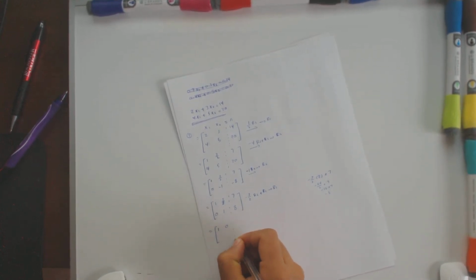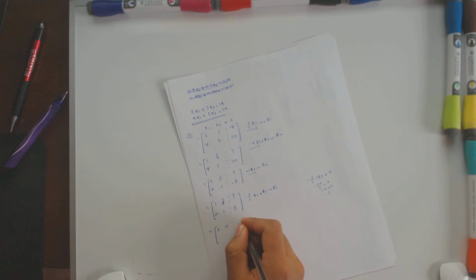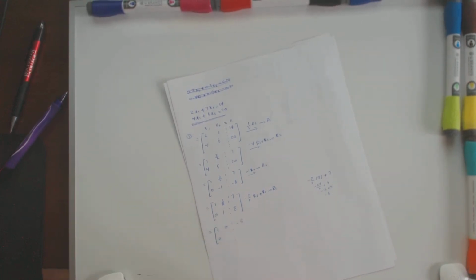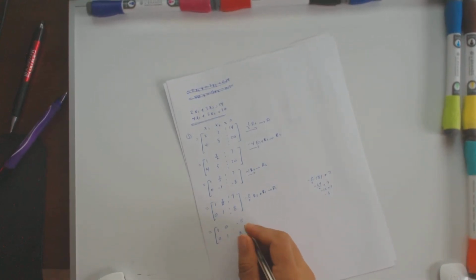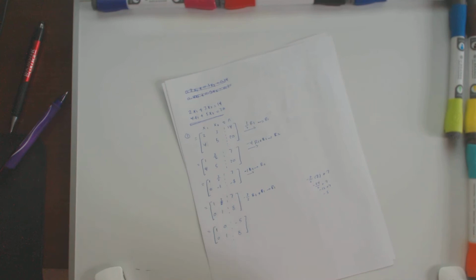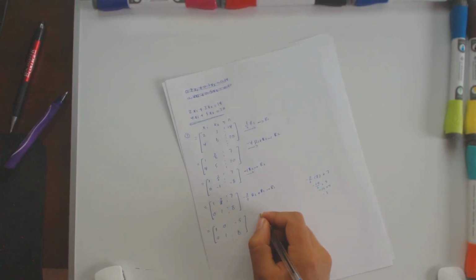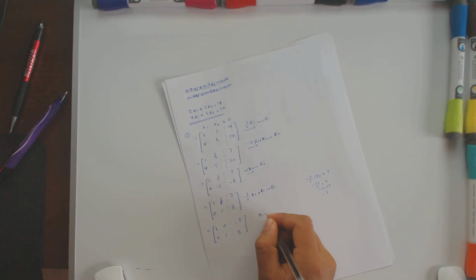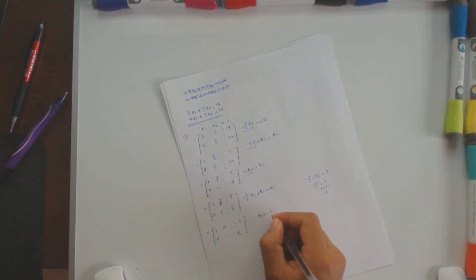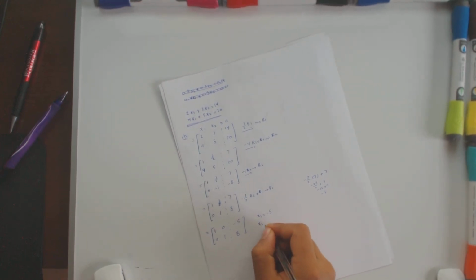So instead of 7, we will put negative 5 here, and just take whatever you have in R2 and write it down again as it is. And as you can see, for x1 we have negative 5, and for x2 it is 8.